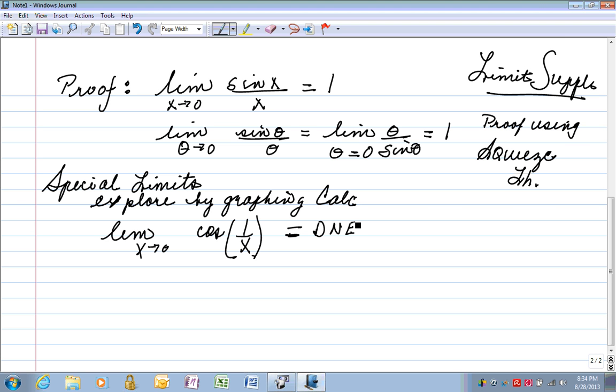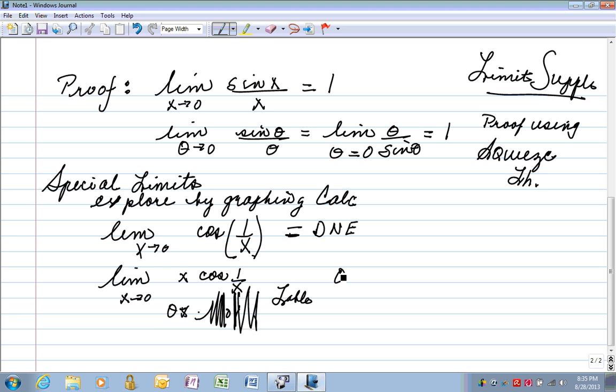The reason being is 1 over 0 is undefined. The cosine of undefined is what? Doesn't exist. Contrary to this, and you can explore this with the graphing calculator, when you multiply it by x, you have an interesting thing. This is going to oscillate, and as it gets to 0, you're going to have this crazy graph going up and down, and up and down. Look at your table. But when it does, you're multiplying it by 0, and that's why this answer is 0. So you need to pay very, very close attention to the special limits.